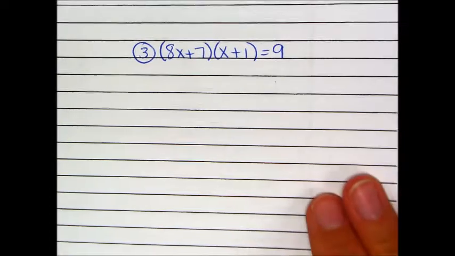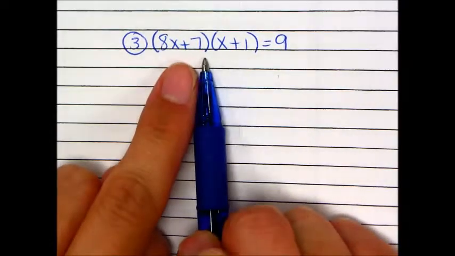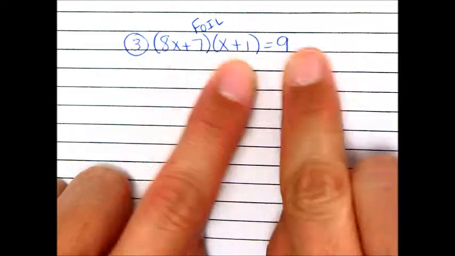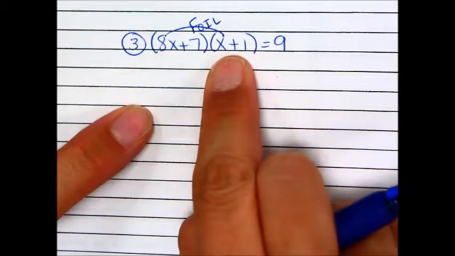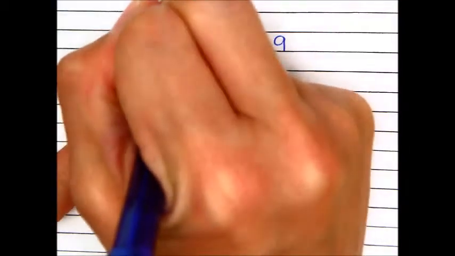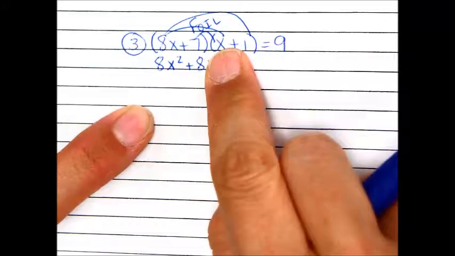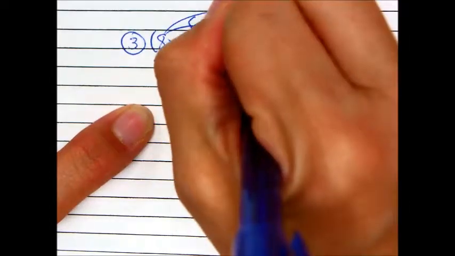This is like the example we did in the last lesson, where unfortunately you have to do a few more steps. You're going to have to FOIL this out to get it out of parentheses, and then move the 9 over, and then we can factor it correctly. So I'm going to do FOIL real quick. 8x times x is 8x squared. 8x times 1 is 8x. 7 times x is 7x. And 7 times 1 is 7.